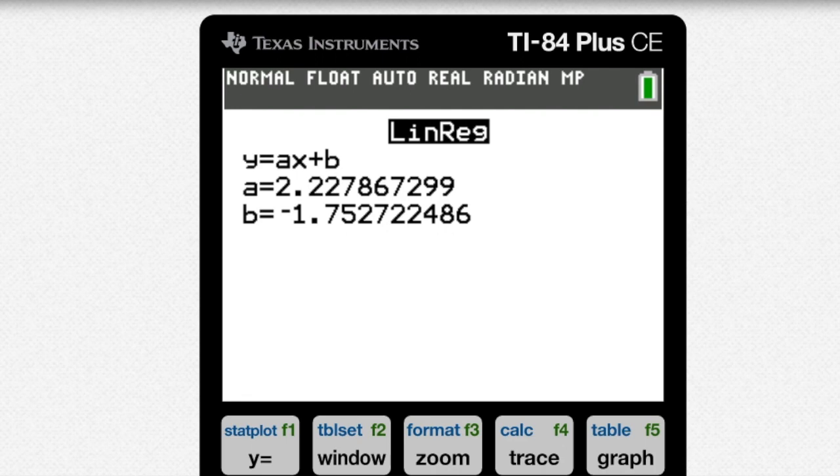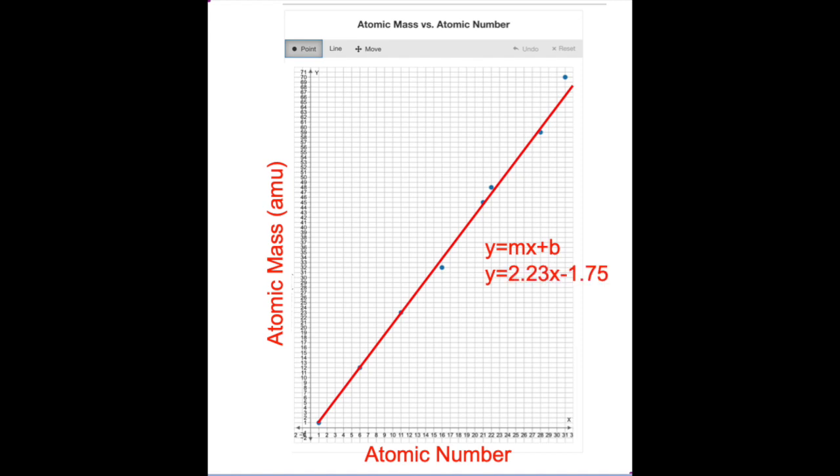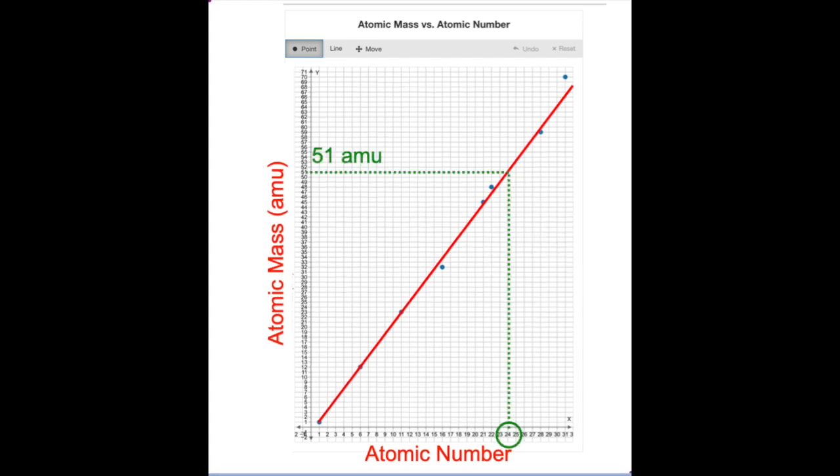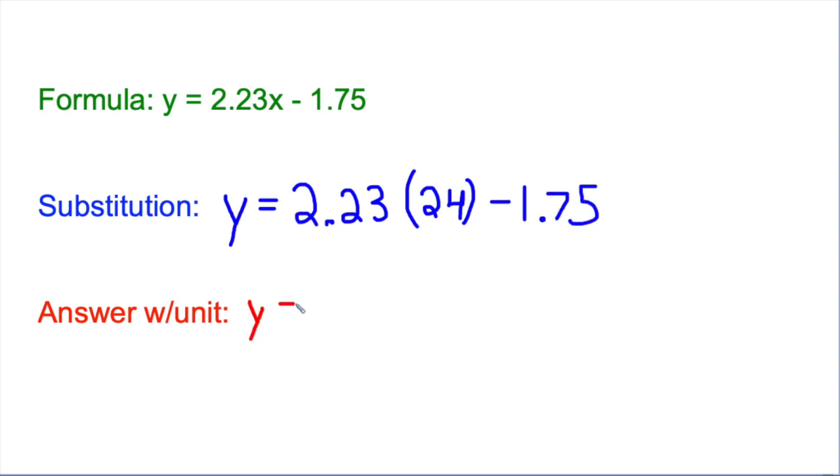A, or m for us, is 2.23, while b is negative 1.75. This means that the equation for the line of best fit for our data in the form y equals mx plus b is y equals 2.23x minus 1.75. We can now predict the atomic mass, which is y, of an element because x is the atomic number. Let's use this formula to predict the atomic mass for chromium, atomic number 24. Remember, based on our graph, we thought it would be about 51 atomic mass units. We will plug the atomic number 24 into x in the formula, and the answer we get is 51.77 atomic mass units.